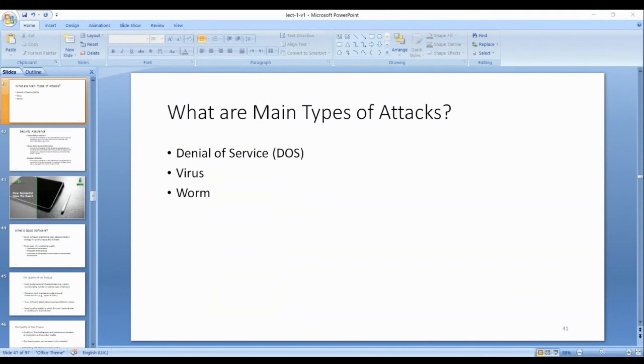Then you have virus and worm. What is the difference between virus and worm? Shakir Atawallah, Bandar Saad, Ahmed Adil. Virus and worm. Open. Anyone can answer.